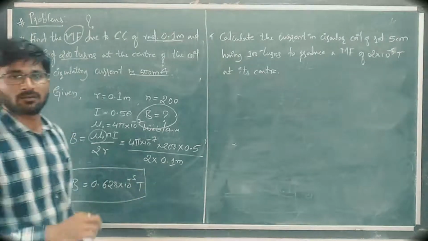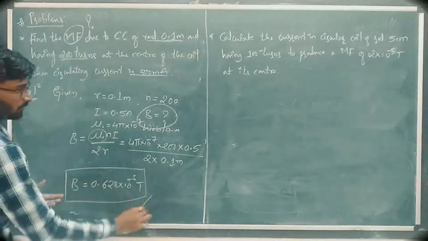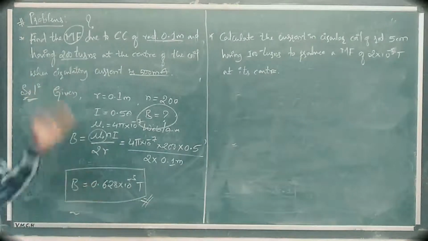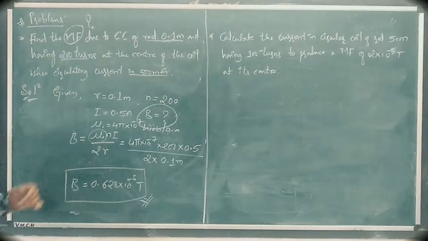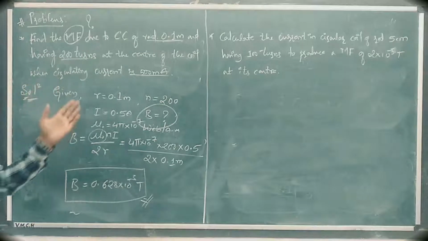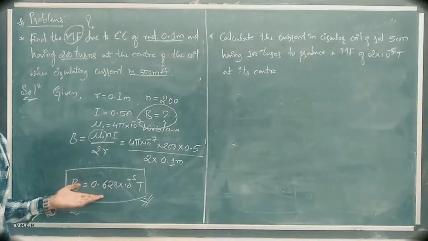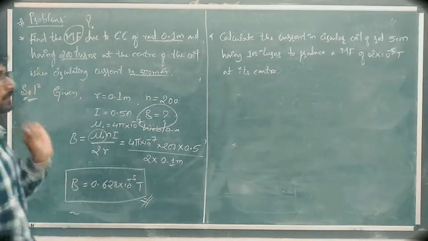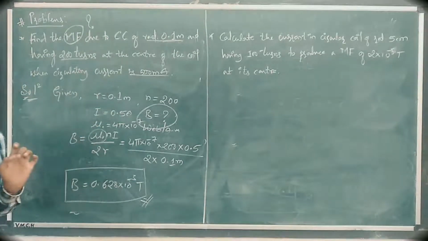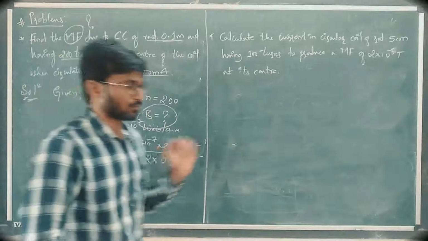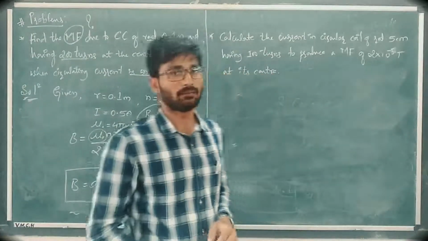So this is the magnetic field due to the circular coil using all these parameters. This much magnetic field is present. So this is all about this example. In a similar way, let's go to the next example.